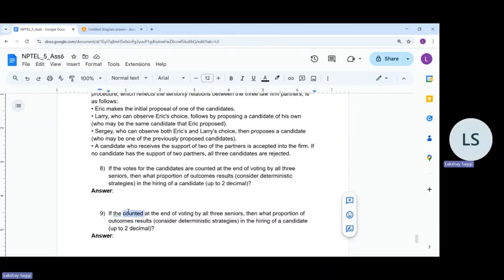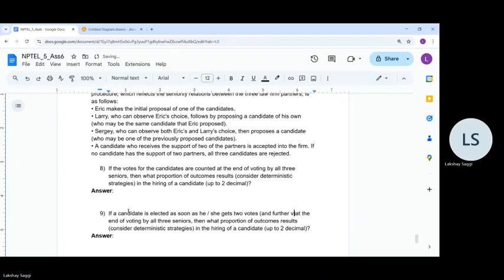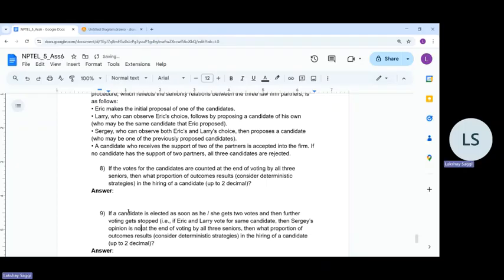But maybe I should just mention the questions. If a candidate is elected as soon as he or she gets 2 votes, and then further voting gets stopped. That is, if Eric and Larry vote for the same candidate, then Sergey's opinion is not even asked. Okay, so these are two frameworks.